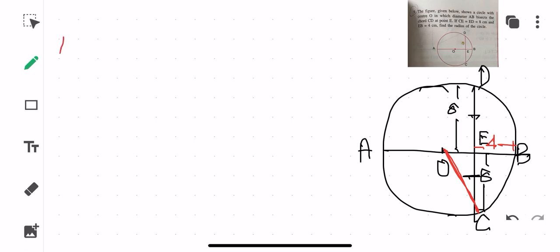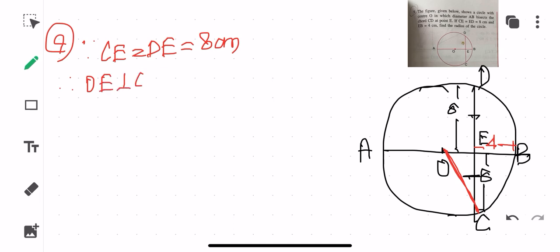This is our question number 9. This is basically an easy one, but you should know how to do it. So what you will be writing is that since CE is equal to DE is equal to 8 centimeter, therefore OE is perpendicular to CD. And if you remember the statement, if a line from the center bisects the chord, then it is perpendicular to the chord. Do you remember this particular theorem, children?